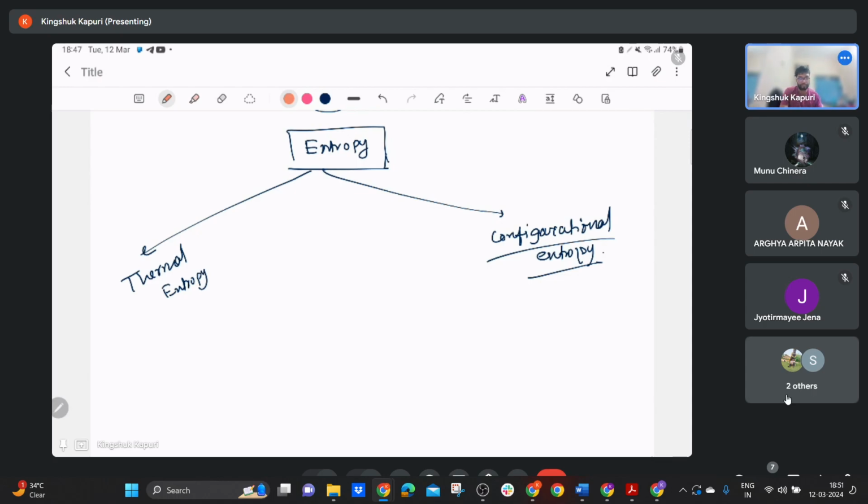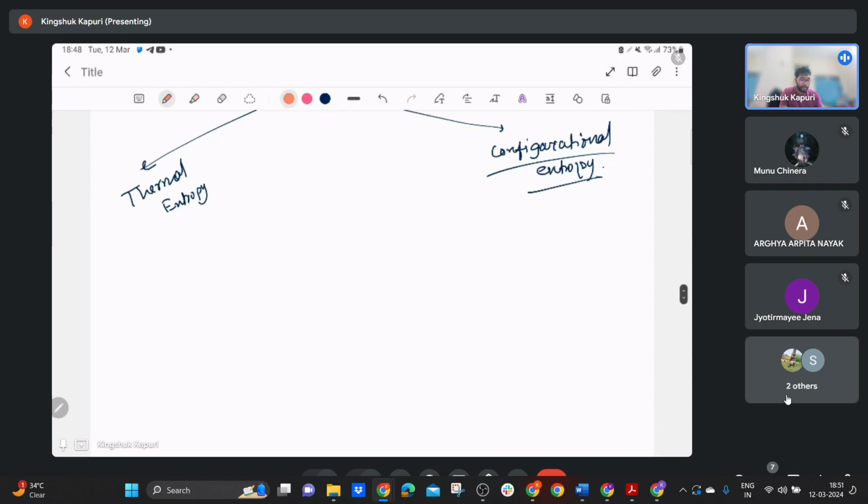Let's say when players are playing football in the field, we have seen many times that the players exchange their positions. A player is playing, then in substitution another player comes, or sometimes they change their positions. What I'm trying to say is they are swapping their positions, right? So this kind of entropy is called configurational entropy.